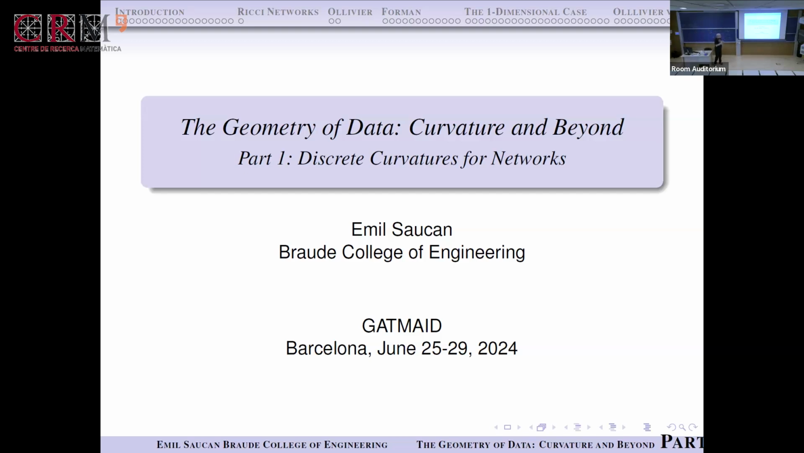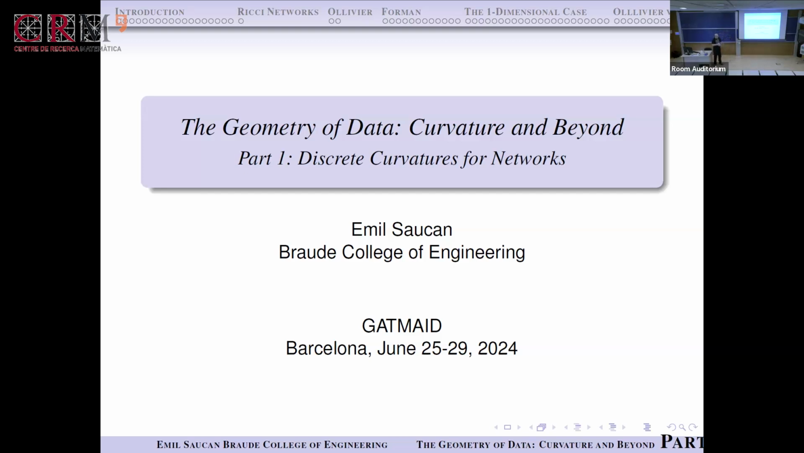I'm the black sheep because everybody else is doing topological data analysis, and I'm talking mainly about curvature, which is proper geometry. But there is, of course, a lot of connection between them, and you will see that as well.